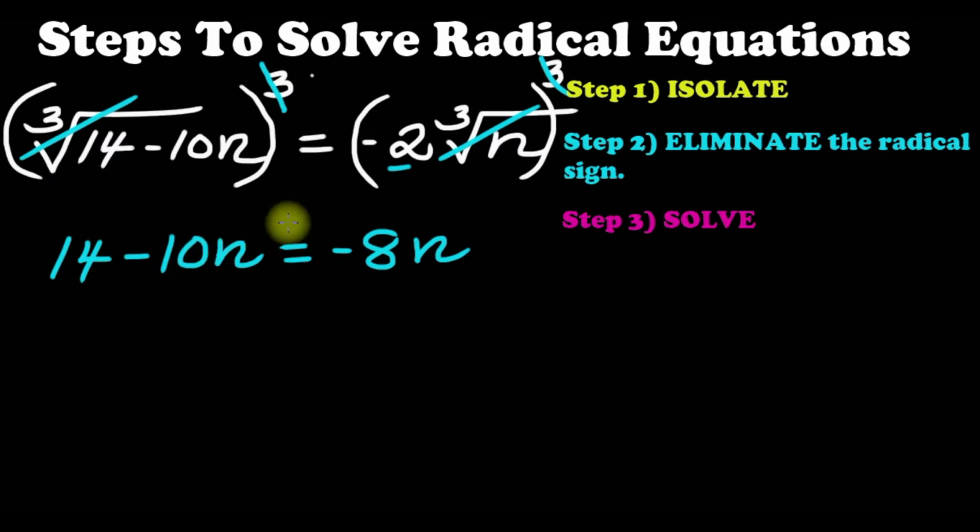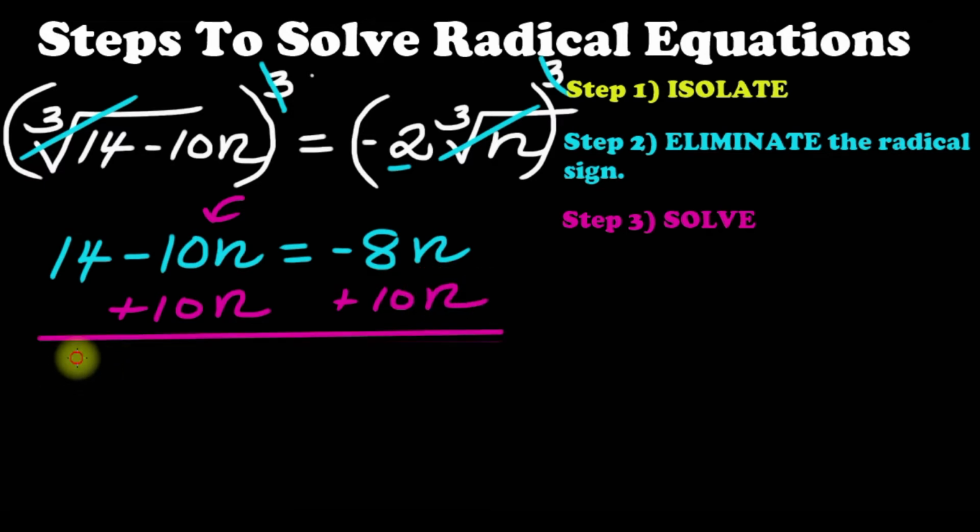So to solve for n is to isolate the n on one side of the equal sign. So here I'm going to get rid of the negative 10n by adding 10n to it. And then I would have to add 10n to this side. So bring down the 14. Negative 10n plus 10n is 0. Bring down the equal sign.